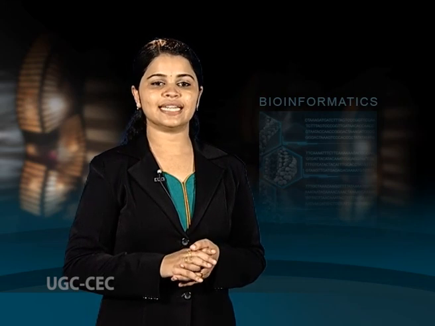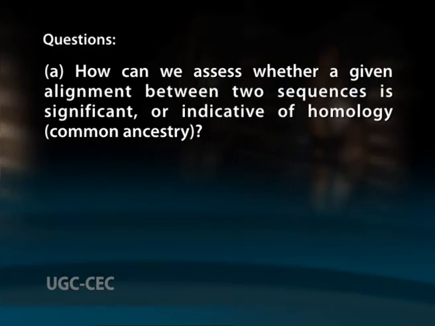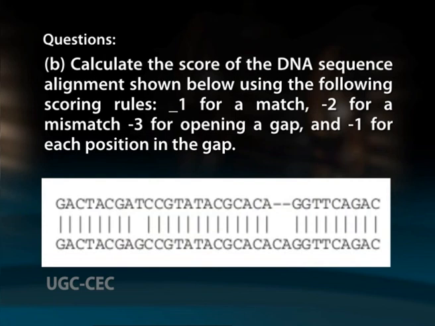Thus, we come to the conclusion of this session. Before we attend the next unit, please try to answer the following questions. A. How can we assess whether a given alignment between two sequences is significant or indicative of homology, common ancestry? B. Calculate the score of the DNA sequence alignment shown below using the following scoring rules: 1 for a match, -2 for a mismatch, -3 for opening a gap and -1 for each position in the gap.